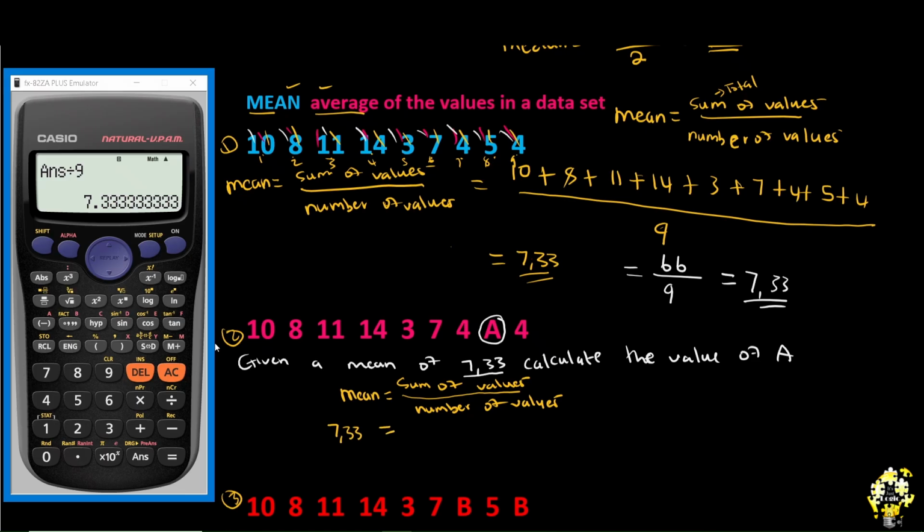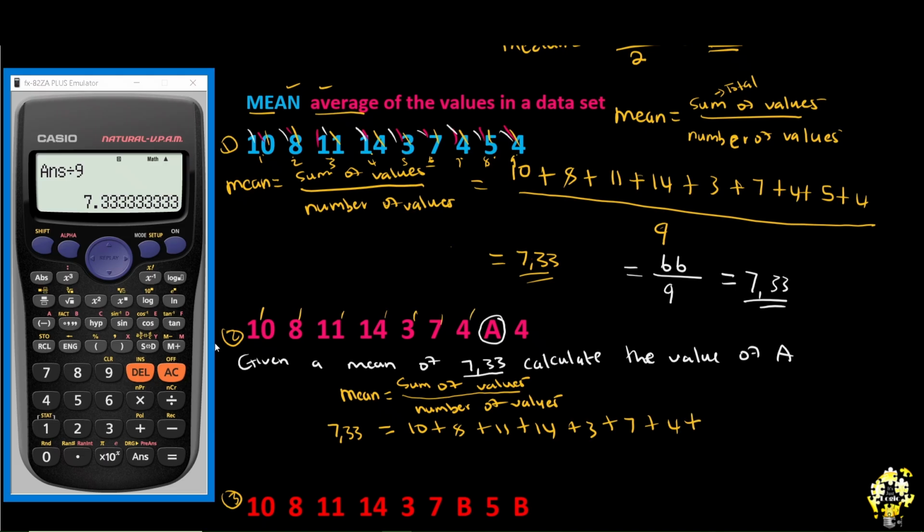Yes. Now, we have been given our mean, and our mean has been given to us as 7.33. Therefore, we are going to put it under our mean because that's what they have given us. Given a mean of. Now, what's the sum of values? That's the same thing that we have to do again. 10. Yes. Plus 8. So we are still doing the same steps. Plus 11. Yes. Plus 14. Yes. Plus 3. Yes. Plus 7. Plus 4.